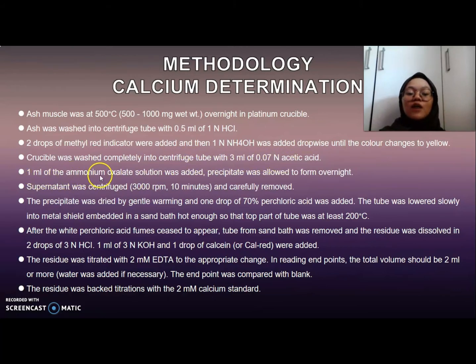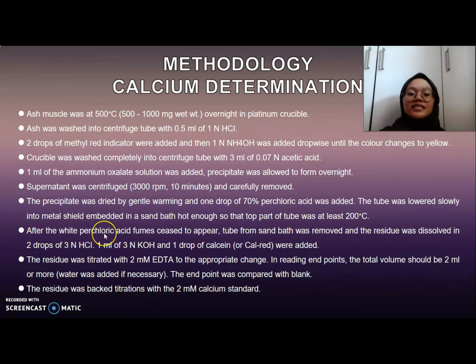1 ml of the ammonium oxalate solution was added. The precipitate was allowed to form overnight. The supernatant was centrifuged at 3000 rpm for 10 minutes and carefully removed. The precipitate was dried by gentle warming and 1 drop of 70% perchloric acid was added. The tube was lowered slowly into a metal shield embedded in a sand bath hot enough so that the top part of the tube was at least 200 degrees Celsius.